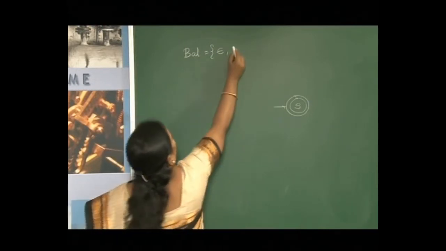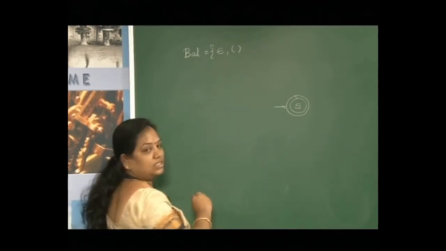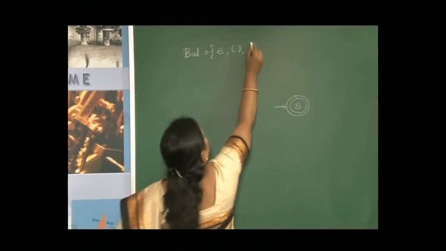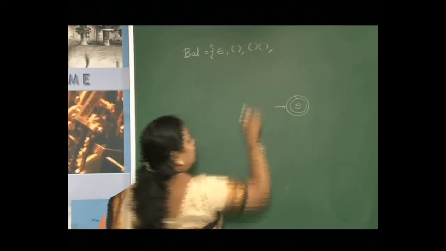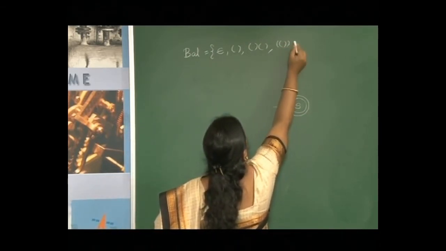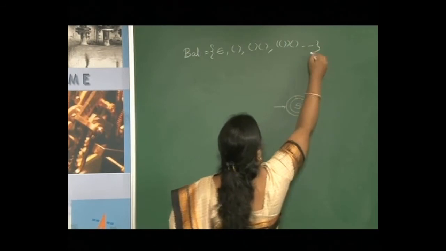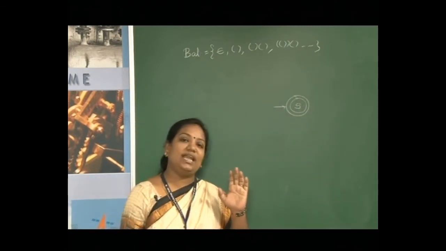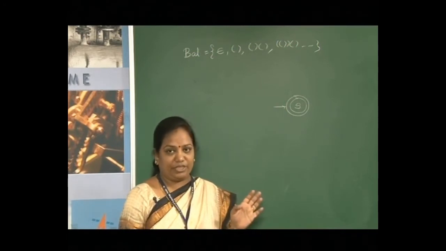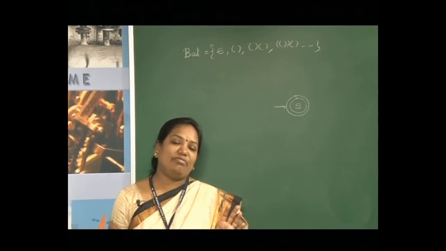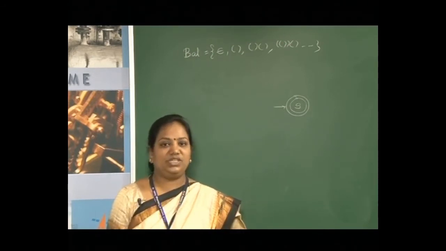Then, what are the next possible strings? An opening parenthesis, a pair of parenthesis. Next, it can be a sequence of parenthesis, opening and closing pairs. Then it may be nested parenthesis and so on. Now, this language is not a regular language, but it is context free, because we have already written the context free grammar for this language in the previous sessions.